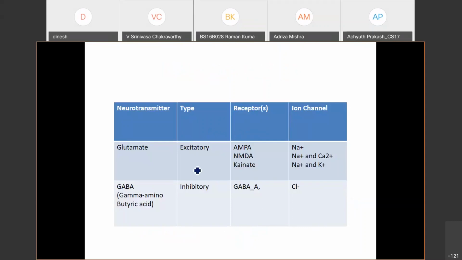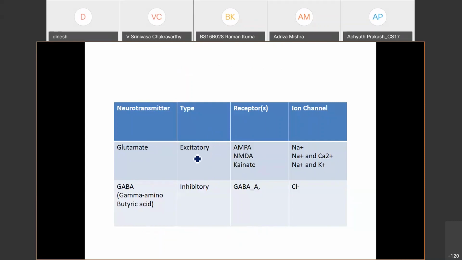So there are different neurotransmitters that come in two categories: excitatory and inhibitory, and they have receptors, and receptors are connected to certain ion channels. The relationship between neurotransmitter and receptor is not a simple one-to-one relationship. Things can be a bit complicated. A given transmitter can have multiple receptors.